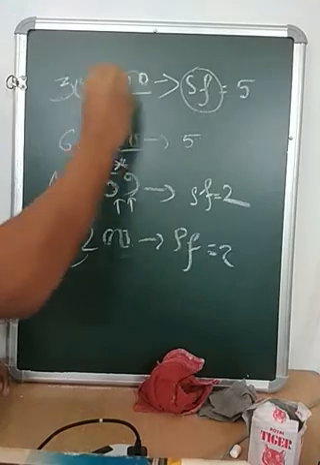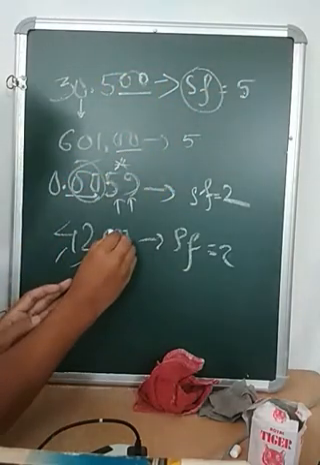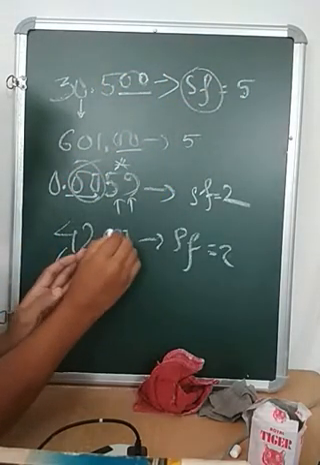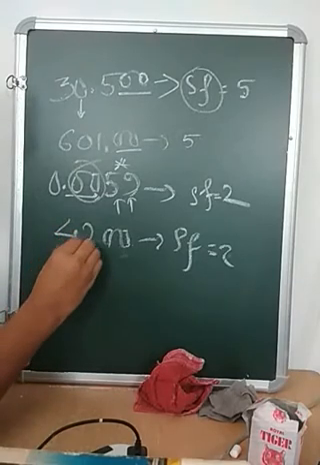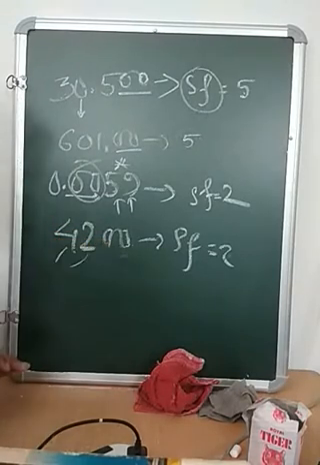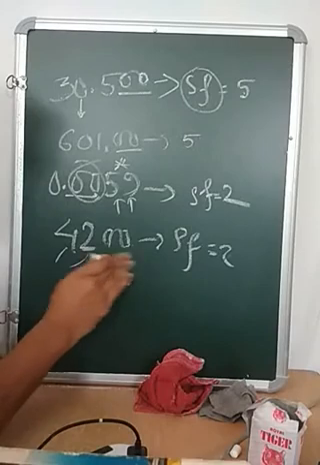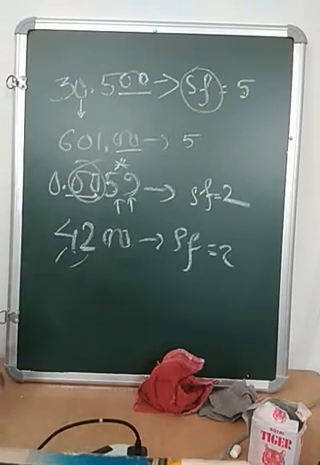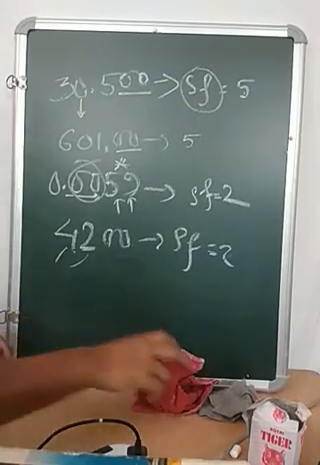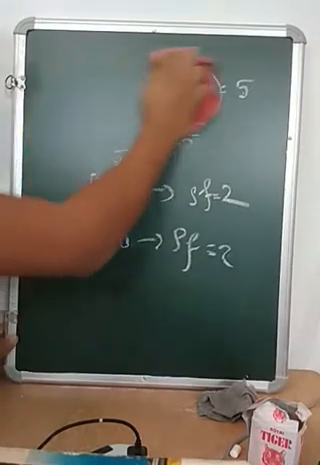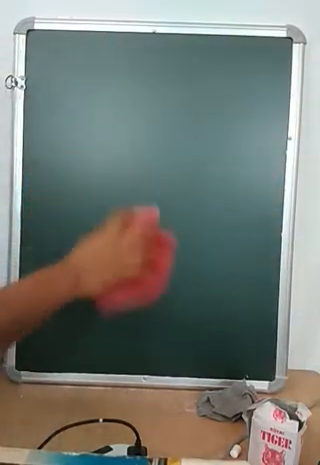See, here the significant figures are 5. But here, though there is no decimal point, so these 2 zeros are not significant. So only the 2 non-zero terms are significant. So this was about the significant figures.